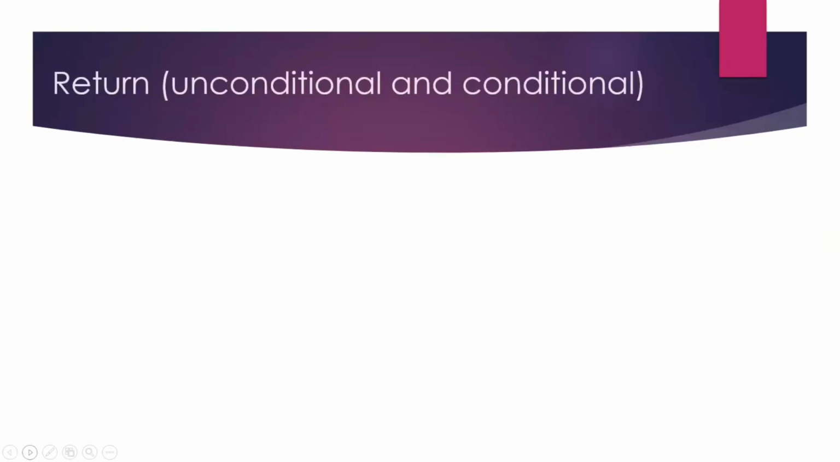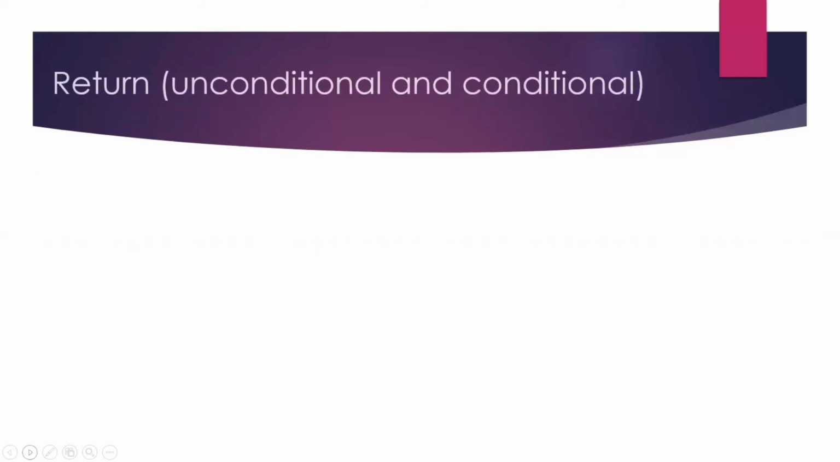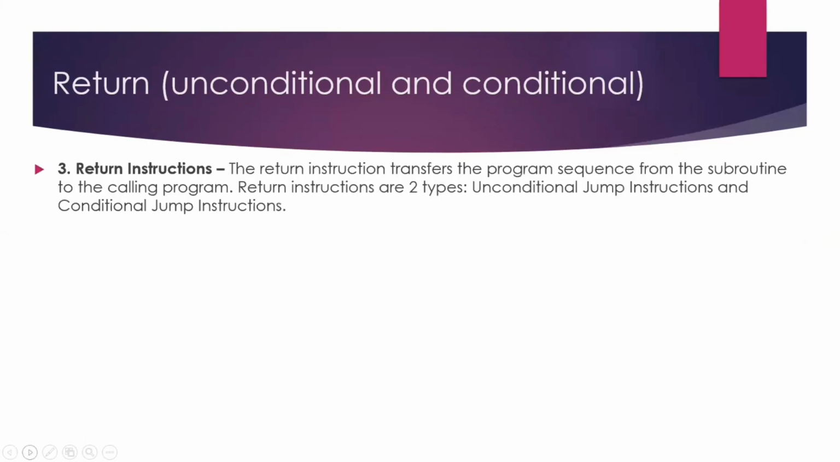Return, unconditional and conditional instruction, where the return address is given in the branch instruction to update the value of PC. The processing starts as usual with the fetch phase. The phase ends with the instruction loaded into the IR. Return instruction: the return instruction transfers the program sequence from the subroutine to the calling program. Return instructions are of two types: unconditional return instruction and conditional return instruction.